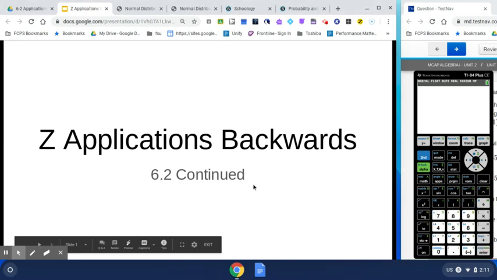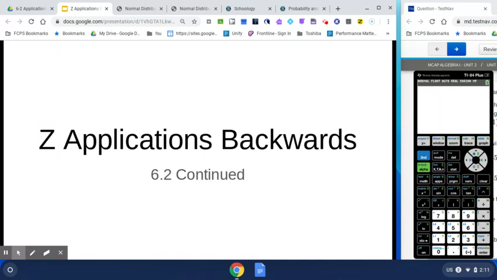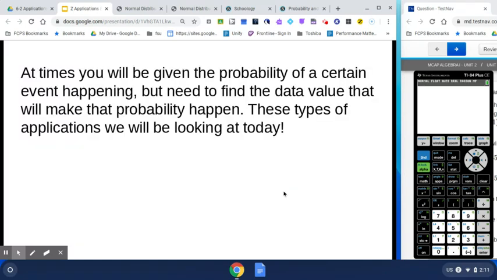Today's lesson, we're going to be looking at application questions for the normal curve, but we're going to be working this process backwards. So typically, we are given a data value and asked to find the probability of it occurring. In these types of problems today, we're going to be given the probability and we're asked to find the data value that corresponds to that probability.